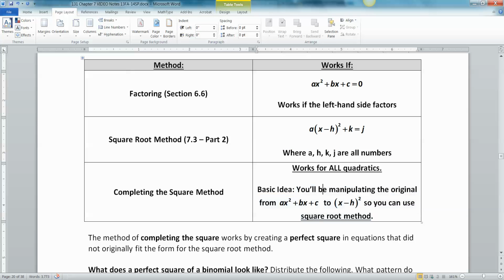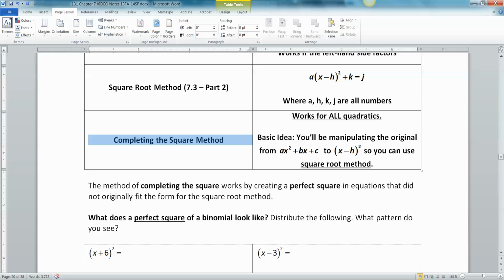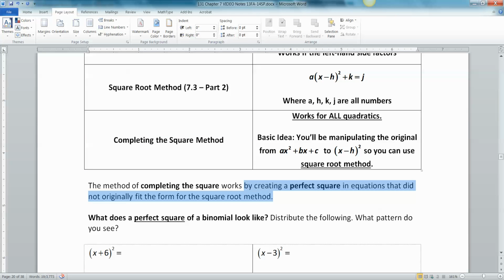You'll be taking your equation that starts off ax squared plus bx plus c, and you're going to manipulate it so that it turns into an x minus something squared or an x plus something squared in parentheses. And then you'll be able to use the square root method from there. That's why it's completing the square, because you're wanting to use the square root method, which isn't that hard from the last section. Okay, so this method works by creating a perfect square. You're going to be doing something to make it so that it's perfect parentheses squared that did not originally fit the form of the square root method.